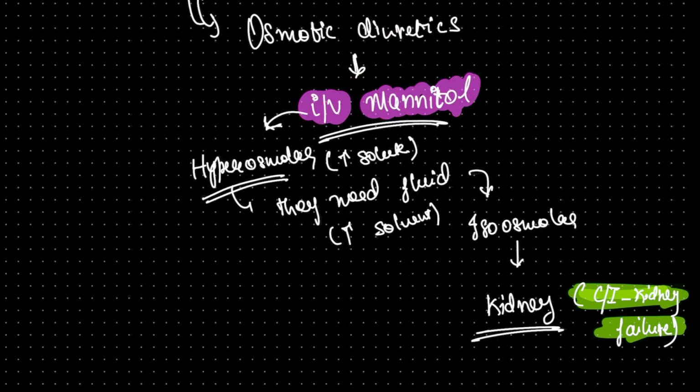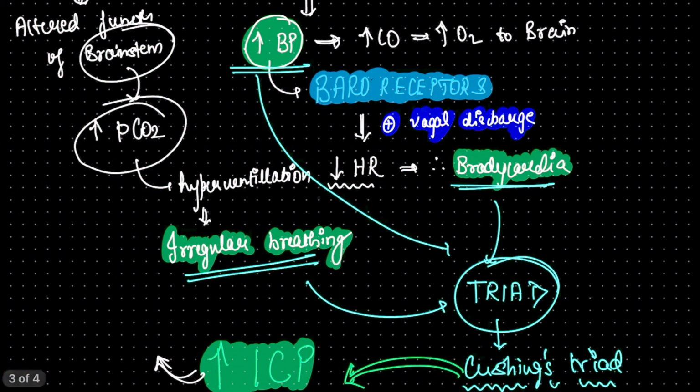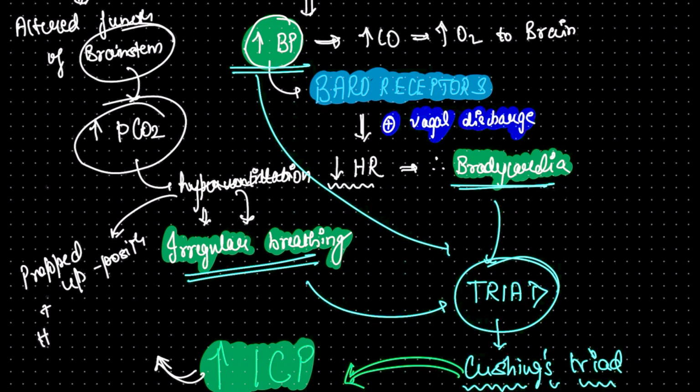Also, as I told you, there is hyperventilation, but this hyperventilation isn't able to act properly because there is altered function of brainstem because of decreased oxygen supply. So this hyperventilation isn't happening properly. That's why there is irregular breathing. So you need to make the patient hyperventilate properly and in a propped up position. Propped up position plus hyperventilation would also decrease the intracranial pressure.